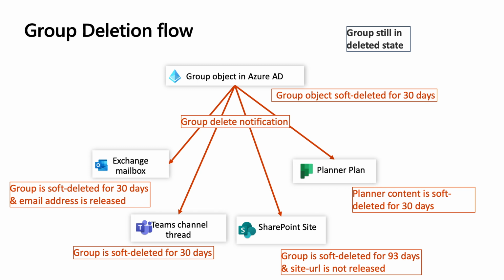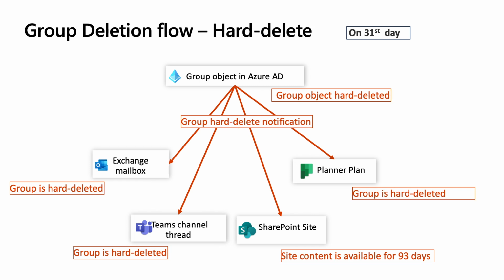The group has been deleted by the owner, and the content is retained for 30 days in the soft deletion window. On the 31st day, our system realizes that this group has been deleted for more than 30 days. So we send out a hard delete notification to all the apps, and the group is also deleted from Azure AD. Now you can see that the group has been deleted in all the apps, but the content is still available in SharePoint for 93 days.